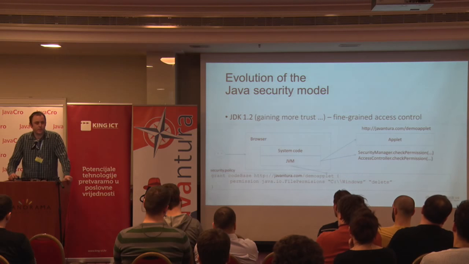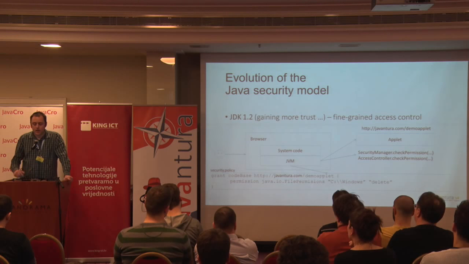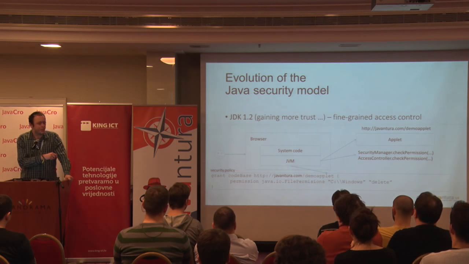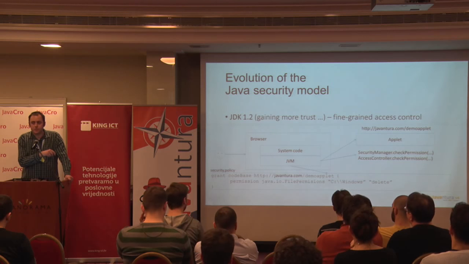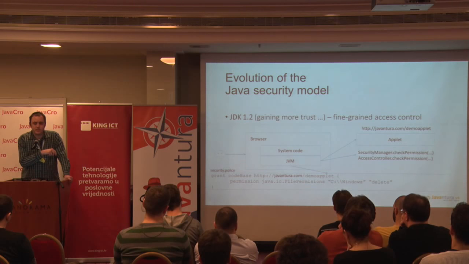So it's a text file that provides a domain-specific language where you can specify what the permissions are for a given source code. So for example, you have an applet at javantura.com/demo applet, and you want to apply certain permissions on that location where the applet is loaded from. Then you put the location as a grant codebase, then the location of that applet, and you specify the permissions that you grant to this applet.